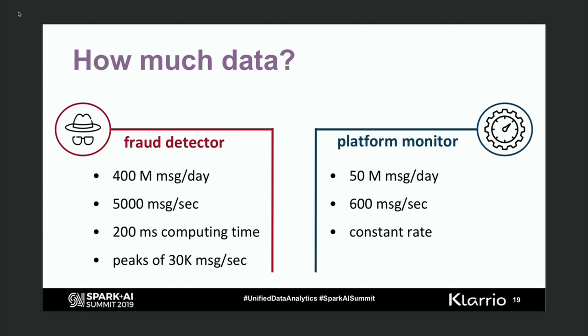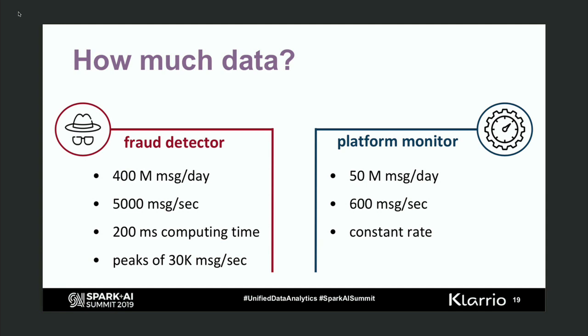To give the example here where you have an SLA of 500 milliseconds on your P99 latency, if you start running behind on your processing, your latencies will ramp up very fast and you will not be able to make it anymore. For the platform monitor, on the other hand, this is a constant rate.